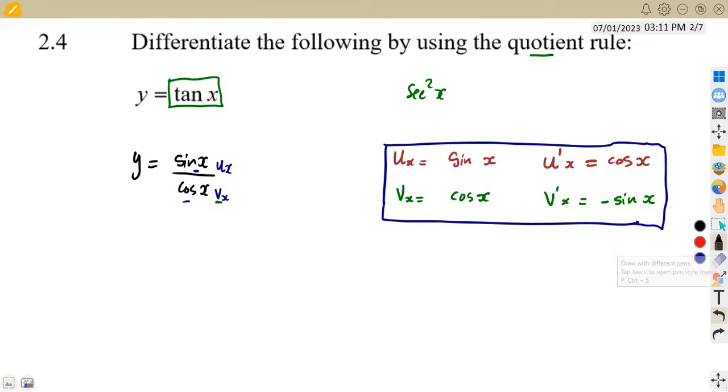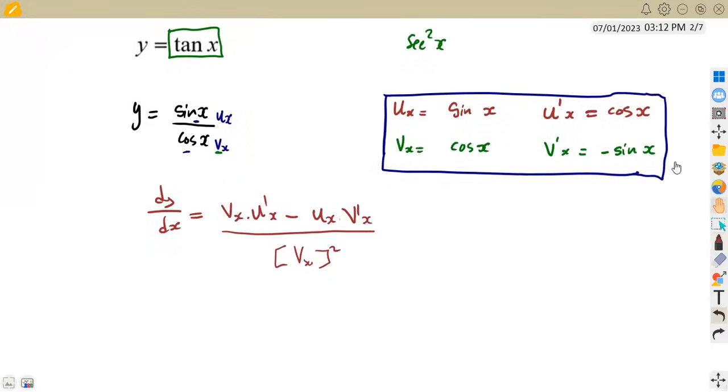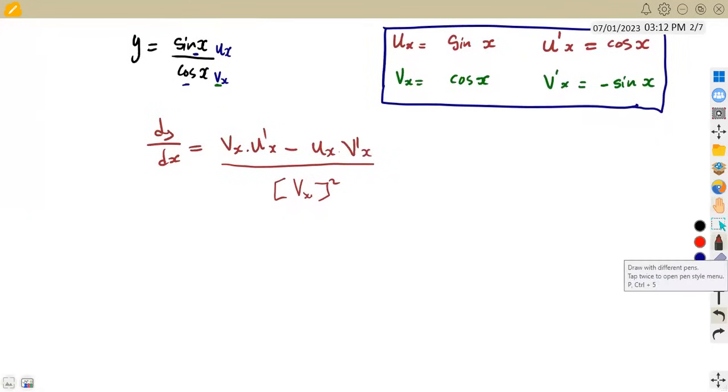Remember our formula, let us just have our formula aside. I say that the derivative of y with respect to x for the quotient rule is v(x) times the derivative of u, minus u(x) times the derivative of v(x), everything over v(x) squared, like this. So this is what you're going to have at the end. All we need is to substitute into the formula, guys. You are given the formula, you have your derivatives listed here, so all you need is to substitute back.